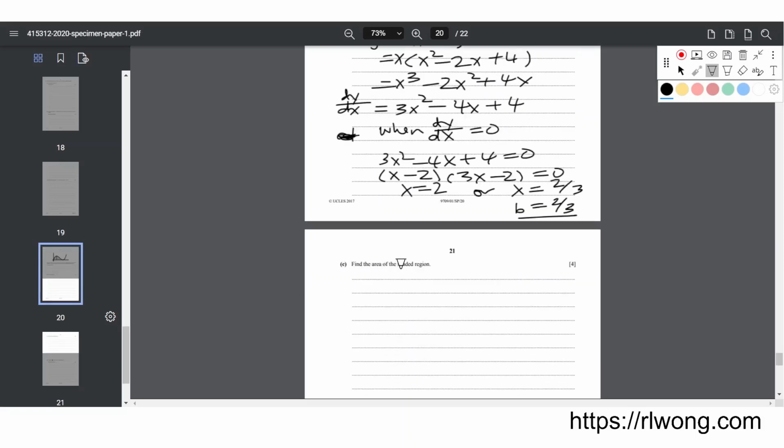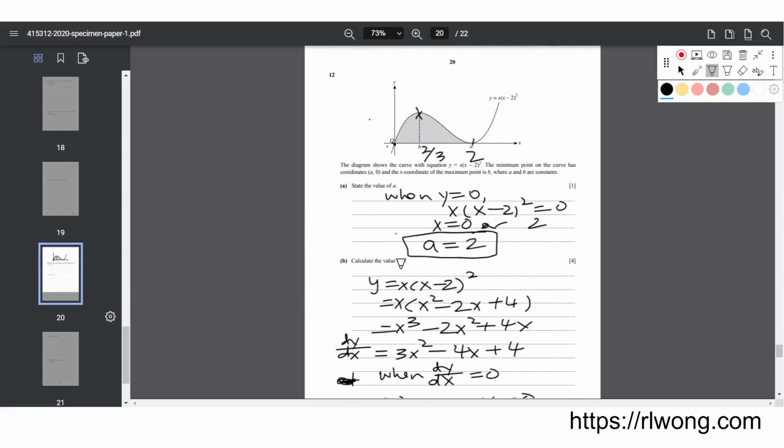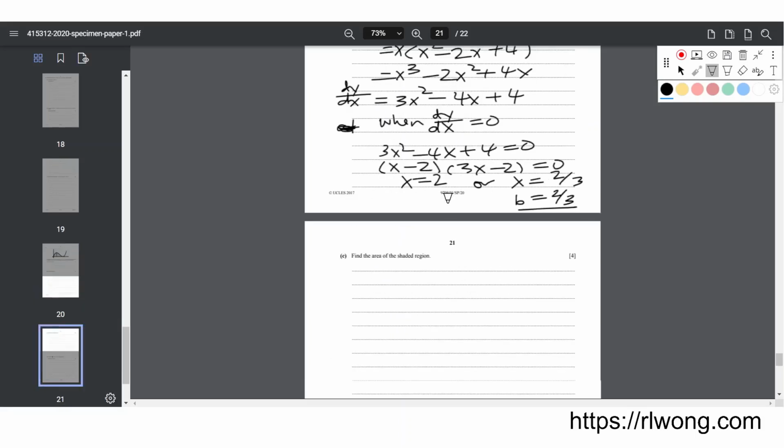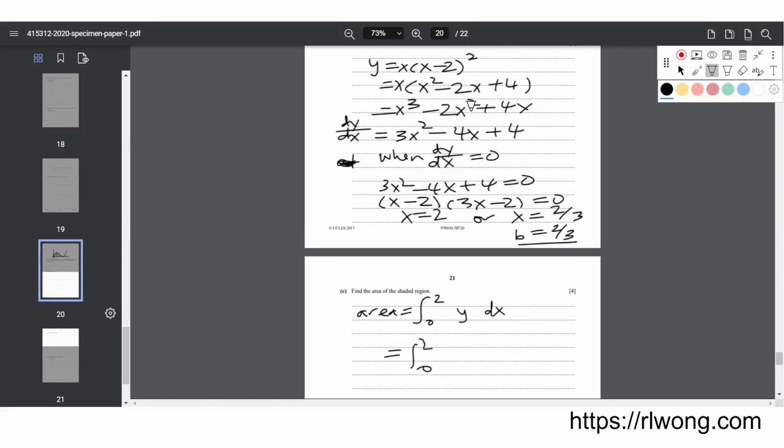Next, find the area of the shaded region. The shaded region is basically the area between the curve and the x-axis from x equals 0 to x equals 2. To find this area, we will integrate y from 0 to 2. So area is equal to the integral from 0 to 2 of y dx, and y is x cubed minus 4x squared plus 4x. Remember, there's no product rule for integration, so you have to expand it.